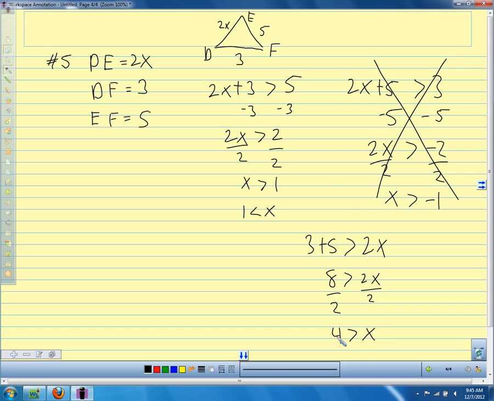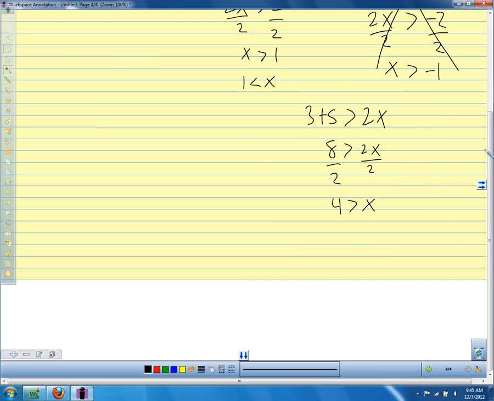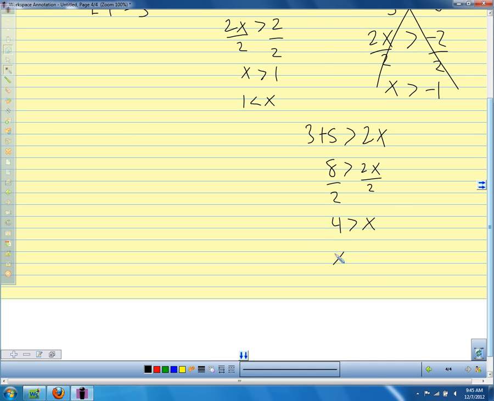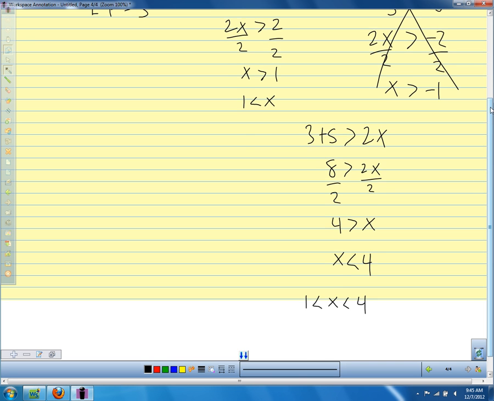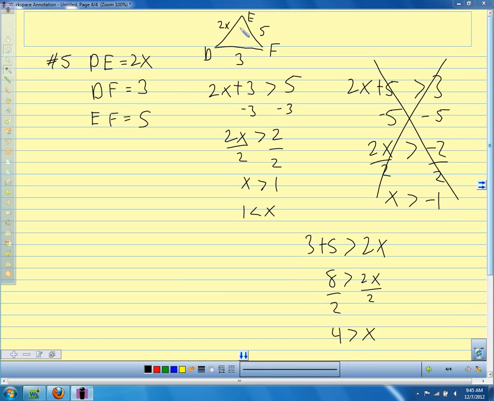If I turn this one around, I get x has to be less than 4. 4 is greater than x is the same as x is less than 4. So my inequality, if I fill in my answer, I would have 1 is less than x is less than 4. So x has to be between 1 and 4 in order for this triangle to work out.